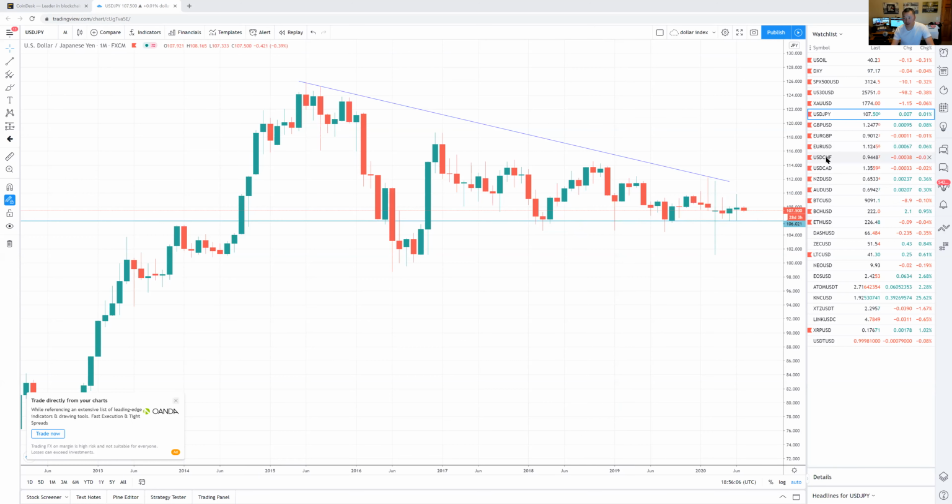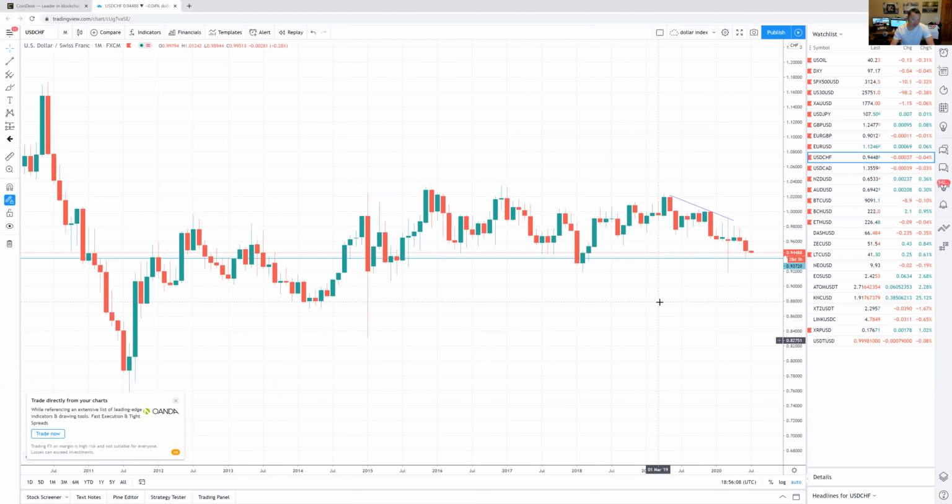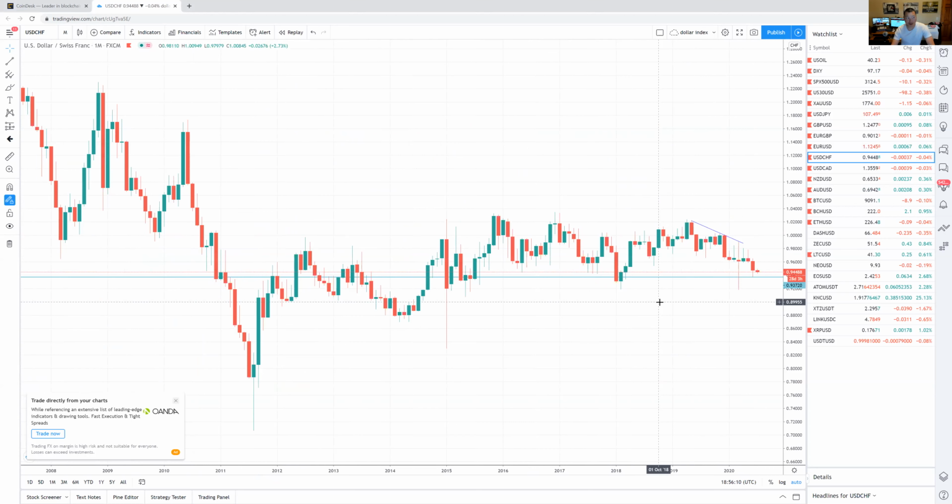If you look at USD Swiss on the monthly, this is US dollar Swiss franc right here, and not a whole lot has changed for US dollar Swiss franc, except it's still on a downtrend. And to me, my honest opinion, I wouldn't be surprised if this thing just keeps continuing down. So overall, I wouldn't be surprised if the US dollar goes on a new downtrend, probably after the new president comes in.